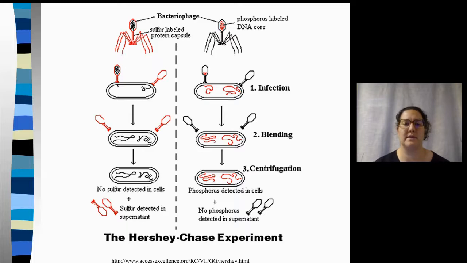So here they have a bacteriophage with the phosphorus labeled DNA versus the phosphorus labeled protein capsule. But where we have the phosphorus labeled DNA, we found that in the cells, meaning that the phosphorus was part of the DNA directing new cell division.